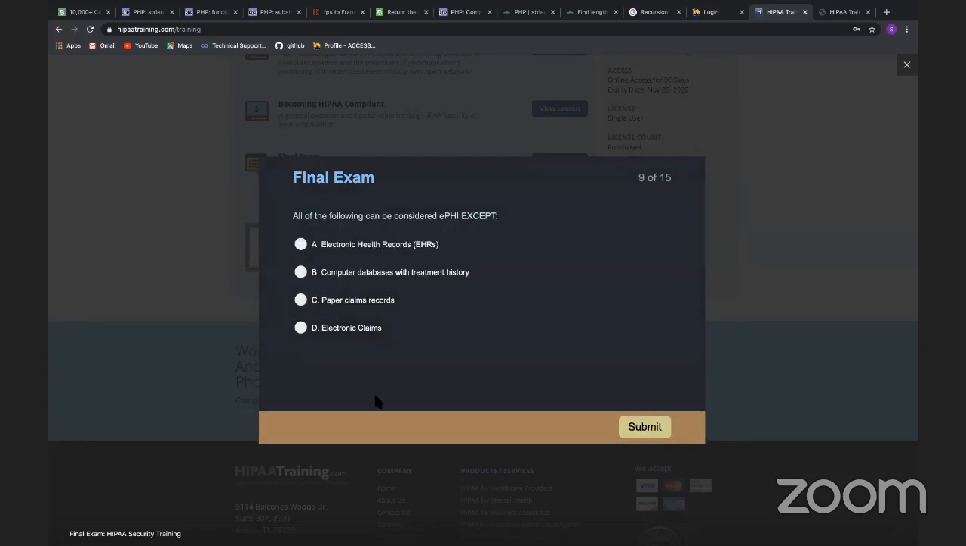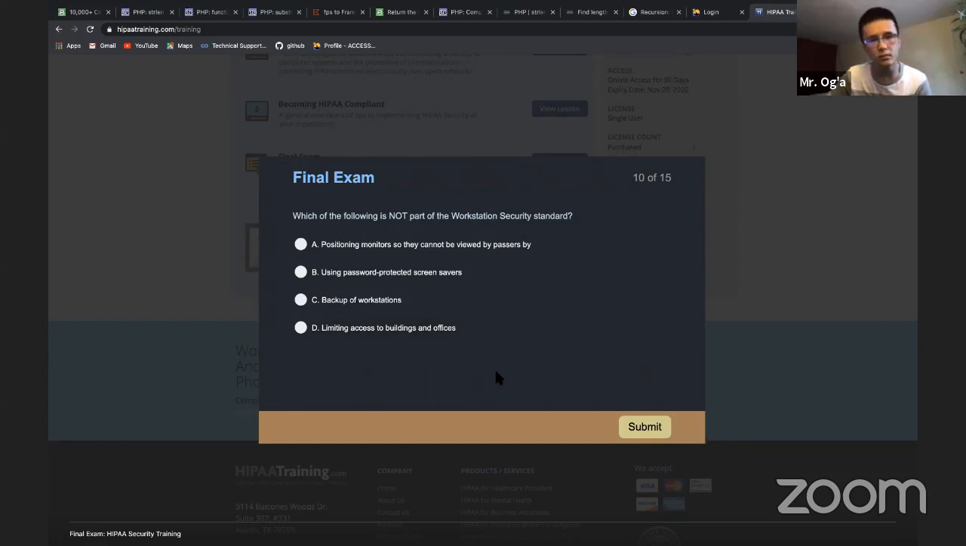Correct. All of the following. Paper claim records. Yes. Yeah. Access to building. Limited access to building. Following can be used daily.